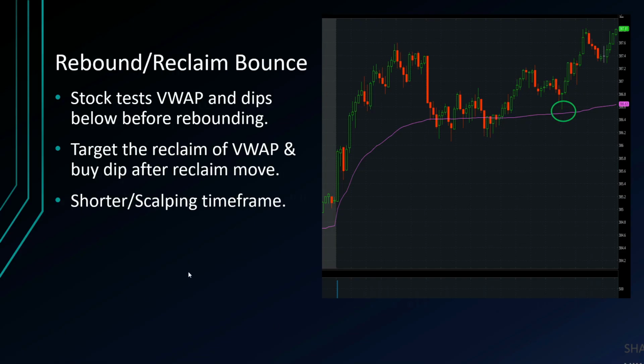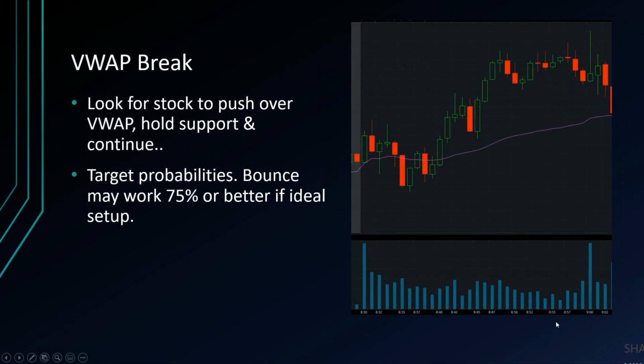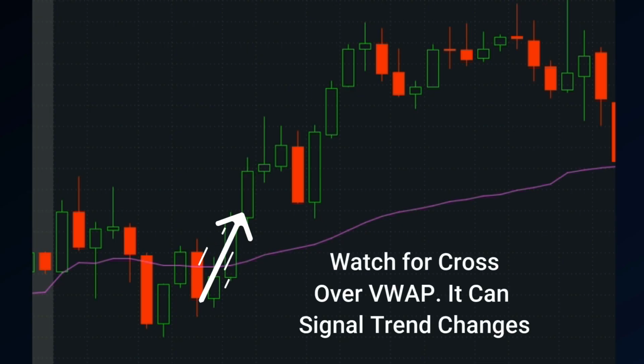Now, another really important part of VWAP bounces is looking for a break over the VWAP. You could probably see it with the last example, where one of the big confirming things of attacking a VWAP bounce is waiting for the cross over the VWAP here. And so with the VWAP break, you're looking for the stock to push over the VWAP and hold support and continue. If you can target that, it has a pretty high probability.